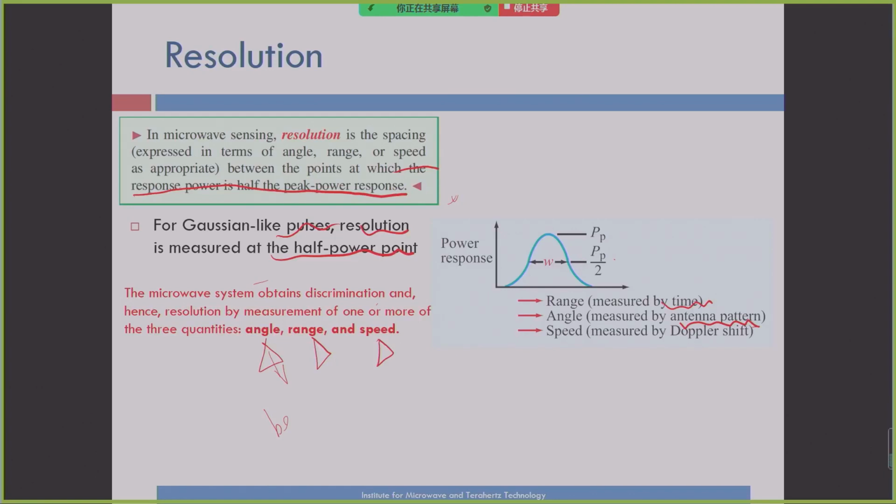It is really propagating perspective. So propagation velocity is very constant. And also speed. The speed is related to the Doppler shift, or the Doppler frequency shift. So we have three parameters to discriminate the objects.